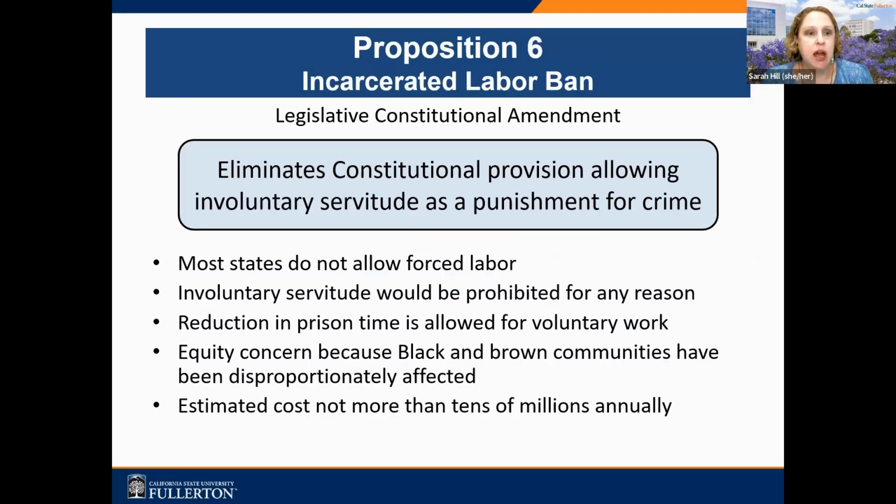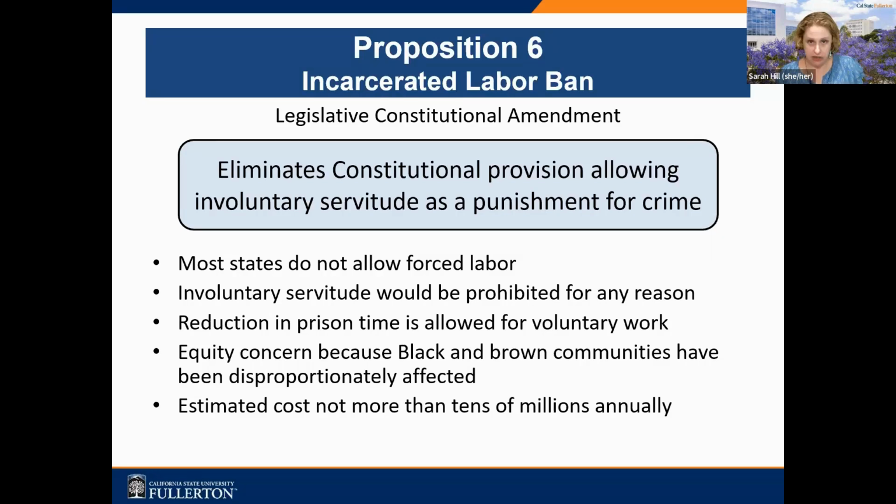Proposition 6 is the incarcerated labor ban. This is a constitutional amendment, so the legislature has recommended changing the state constitution. Currently, we have a constitutional provision in the California Constitution that allows involuntary servitude as a punishment for crime. So if someone is incarcerated, they can be forced to work. And if they don't, they are somehow punished.